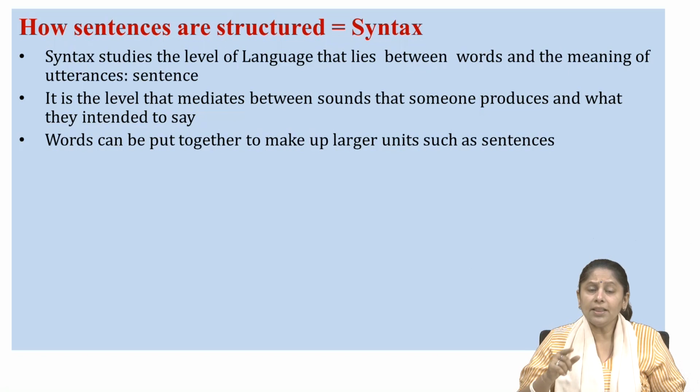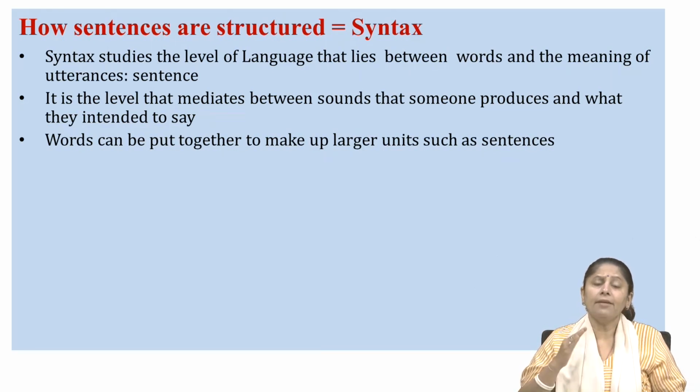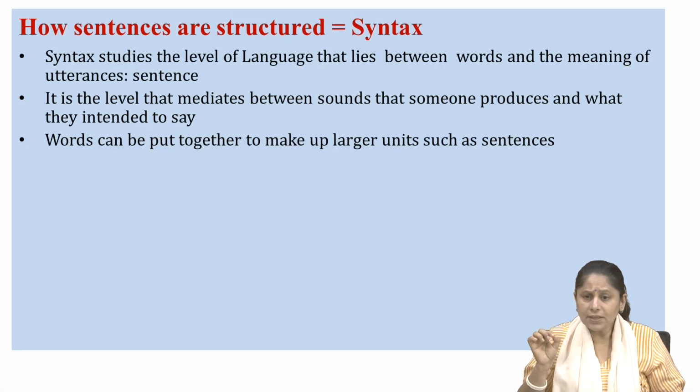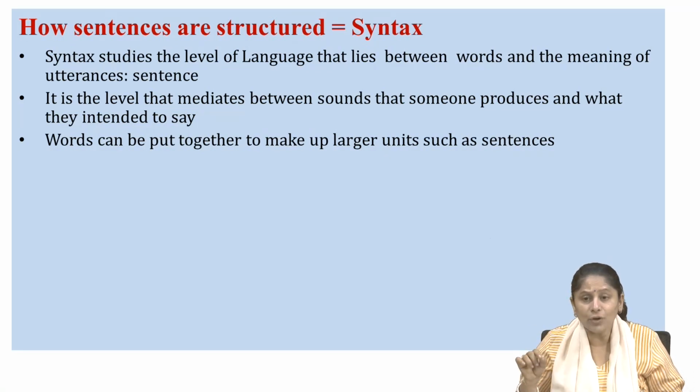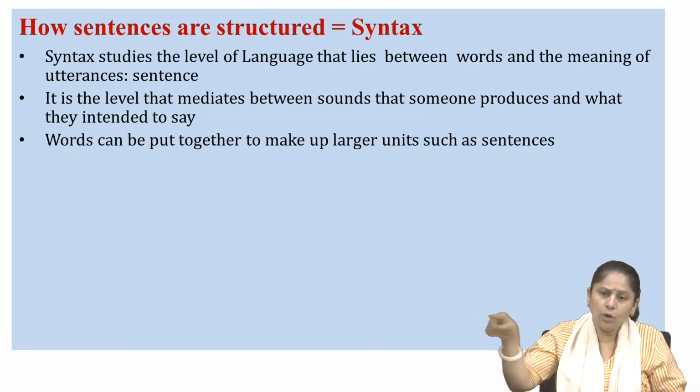It is the level that mediates between the sounds that someone produces and what they intended to say. Look, when a person produces a sound, speaks a word, it's quite a different thing, and when he is intentionally trying to say a certain word, it is another different thing. So there are two different kinds of categories. When you speak a word, it is a different thing, but when you speak the same word in a sentence, it will be understood with a view to the whole sentence.